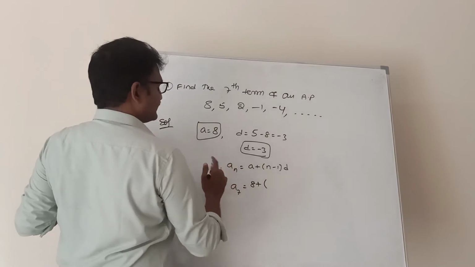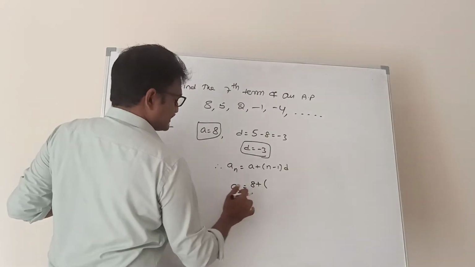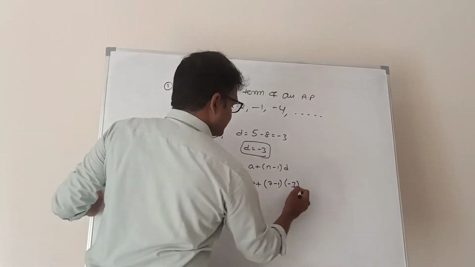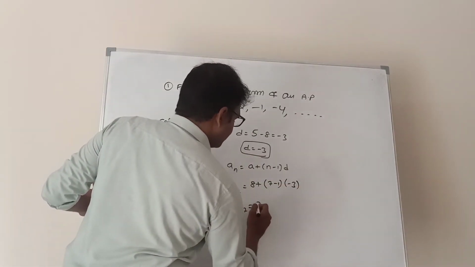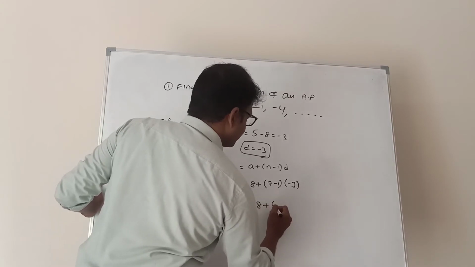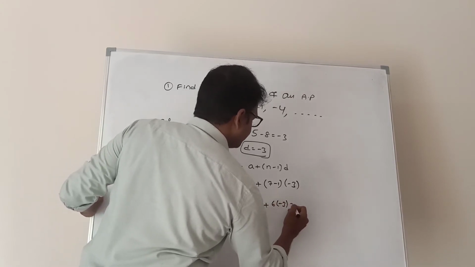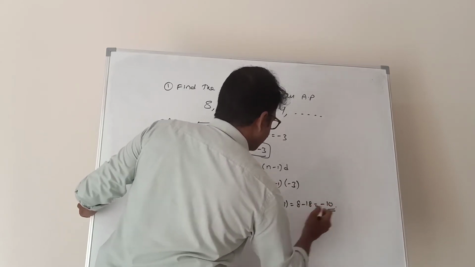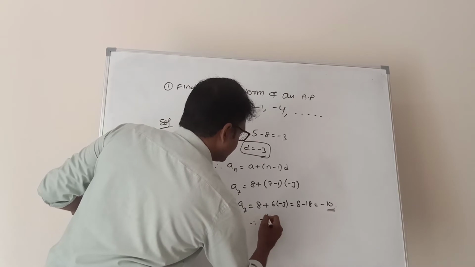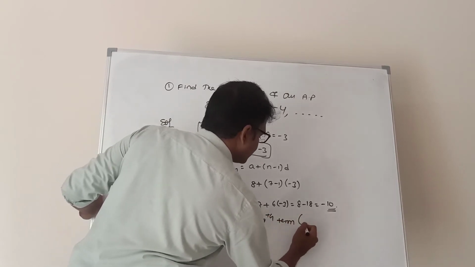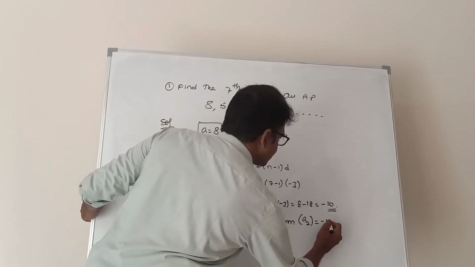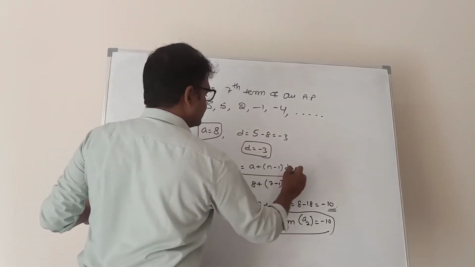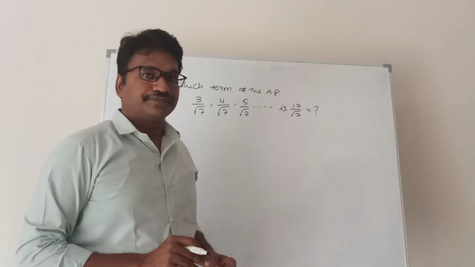A value is 8, plus n minus 1. n value is 7. 7 minus 1, into d, which is minus 3. So a7 is equal to 8 plus 7 minus 1 is 6, 6 into minus 3. 8 minus 18 is minus 10. Therefore, the seventh term a7 is equal to minus 10. This is the formula to find the nth term of an AP.